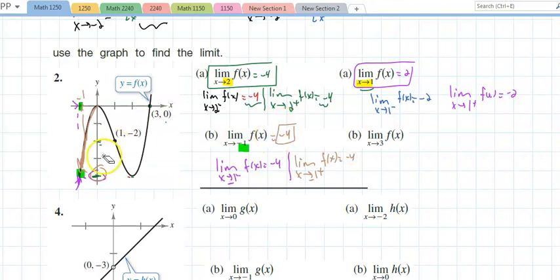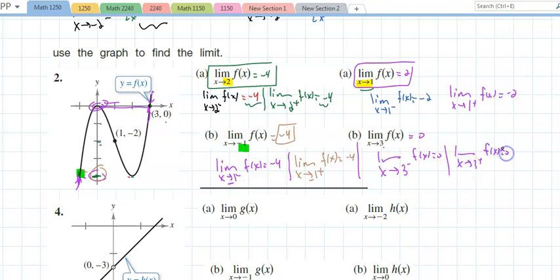So by inspection, you could glance at it. You really don't have to do much work. That is, if you look at, for example, 3, you say there's 3. From the left, it's leveling off next to 0. And from the right, it's leveling off next to 0. Therefore, it's 0. But if it's a show-your-work problem, then you actually say the limit as x approaches 3 from the left is 0, and the limit as x approaches 3 from the right is also 0.